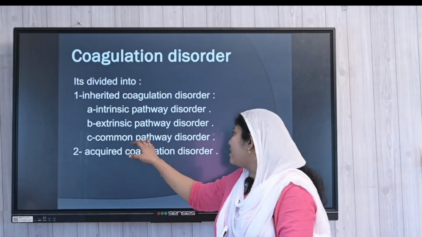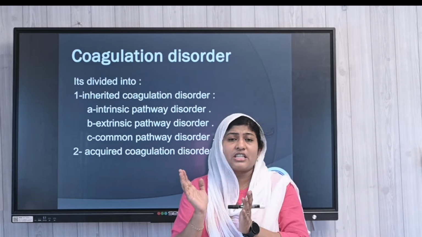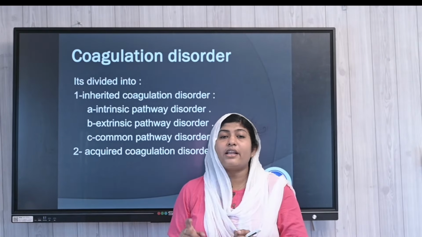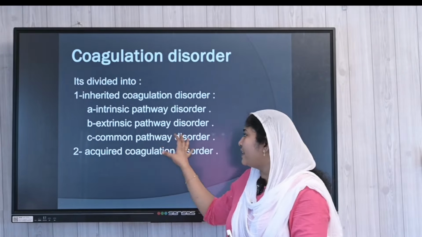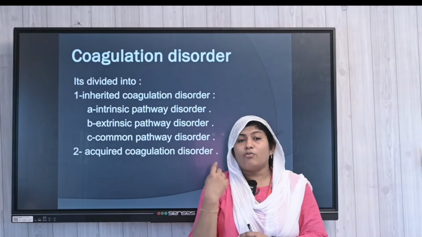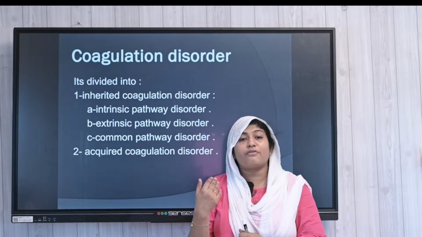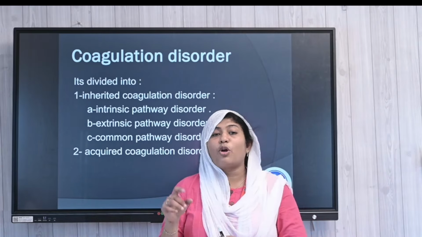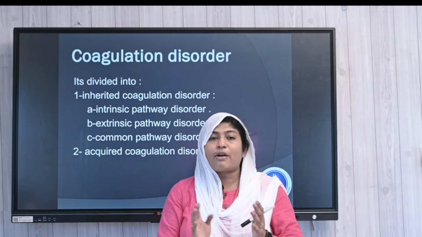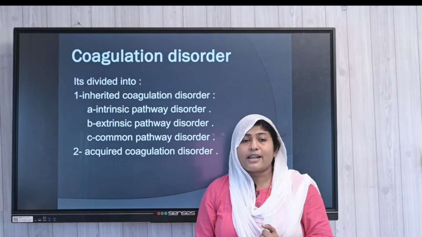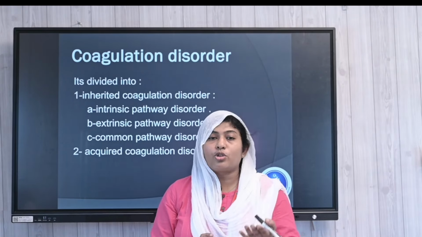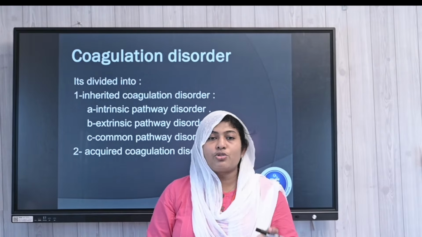Then coming to the common pathway: after the intrinsic and extrinsic pathways are activated, they activate the members of the common pathway, that is factor 10 and factor 5. Then tissue thromboplastin converts prothrombin to thrombin. You all know factor 1 is fibrinogen and factor 2 is prothrombin. When prothrombin is converted to its active form, thrombin, it supports the conversion of fibrinogen to fibrin. Once the intrinsic and extrinsic pathways are activated and tissue thromboplastin forms, it helps in the conversion of prothrombin, the inactive form of factor 2, to the active form, thrombin.